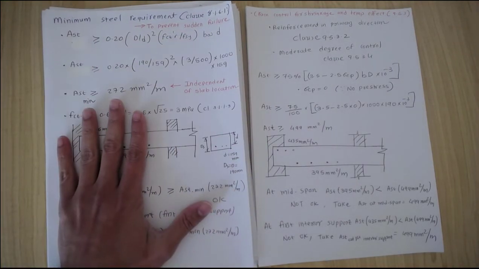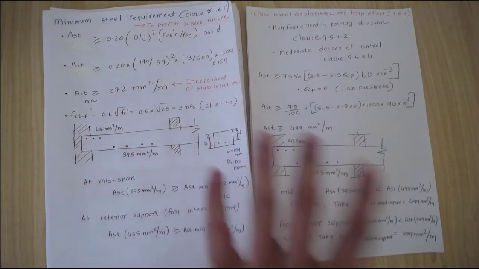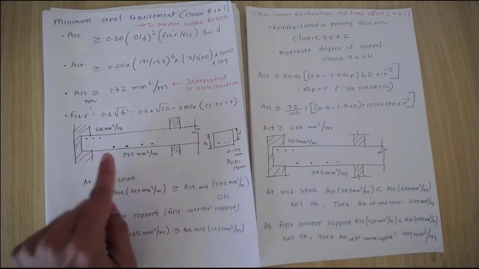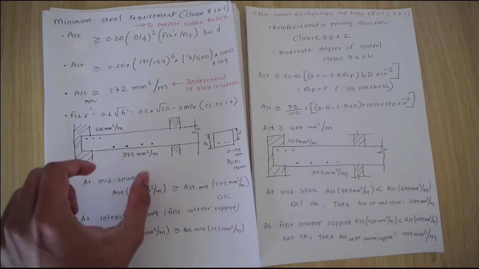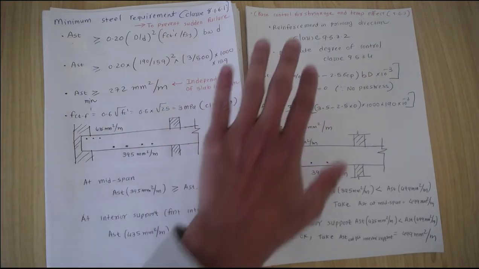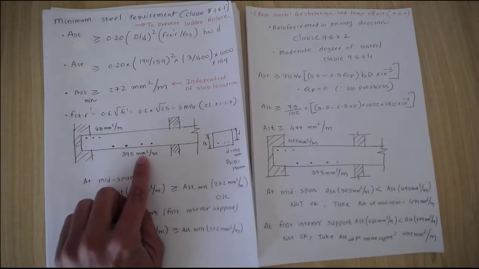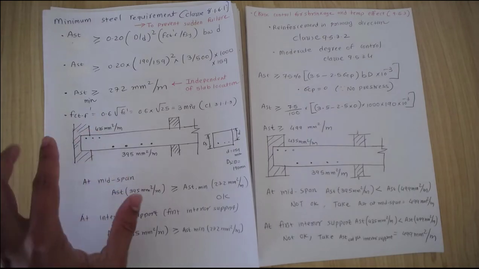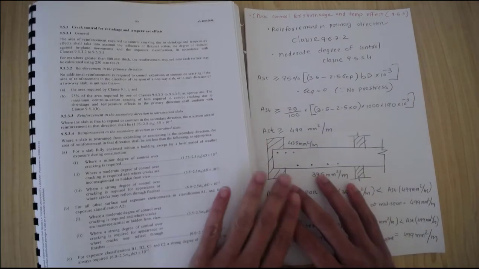Now there is one more check that we need to make, to ensure that this 395 is enough to control the crack due to the shrinkage and temperature effect. AS3600 provides reinforcement requirements to control the crack for shrinkage and temperature. So we need to make sure whether 395 millimeters, or 435 here, is enough or not. That's again something we're going to check using AS3600.